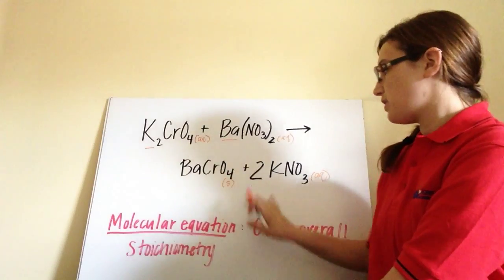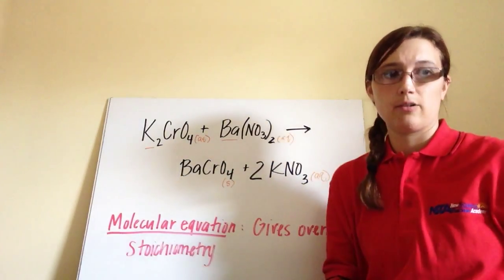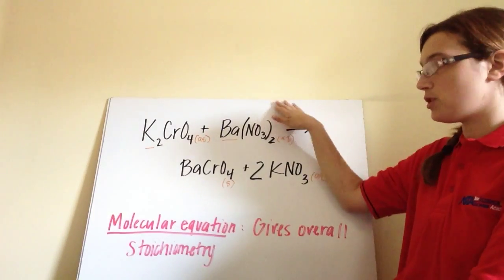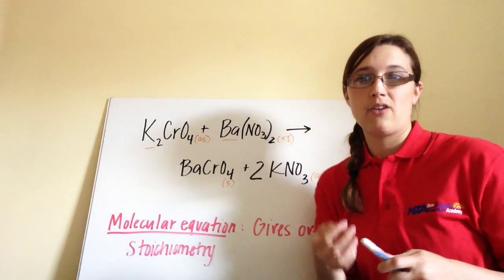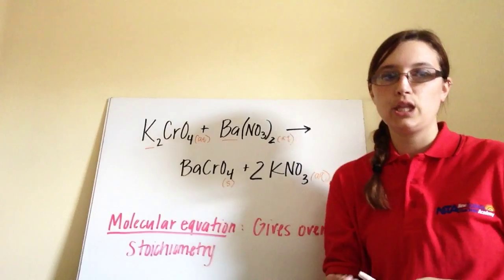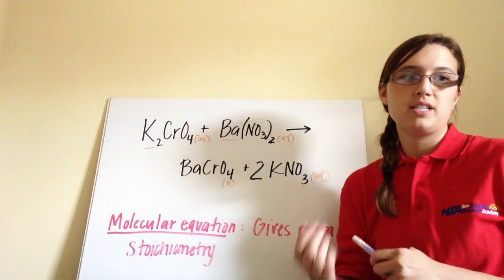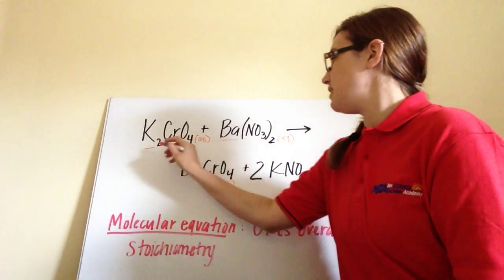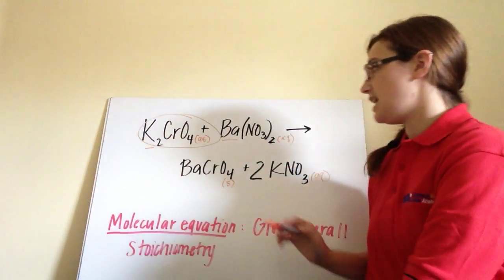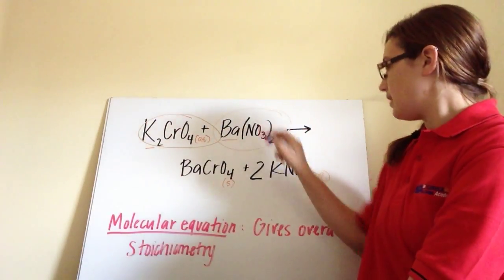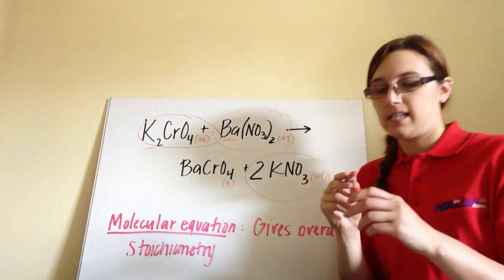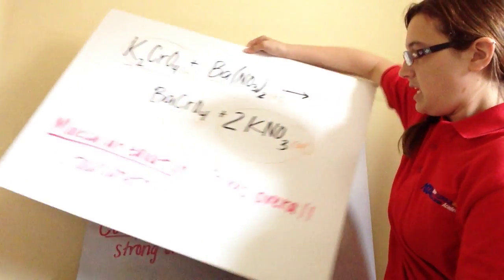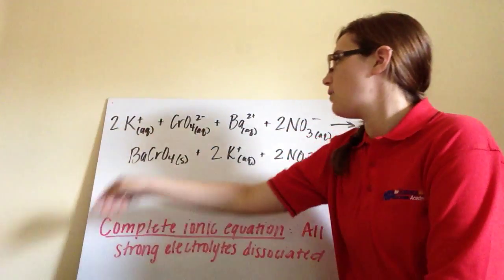So what we're going to do with this reaction is break it down a step further. We're going to take our molecular equation, which we have here, and break down any strong electrolyte. Anything that is soluble, we're going to dissociate into its ions. So that means potassium chromate, barium nitrate, and potassium nitrate, we're going to dissociate into ions. All that means is we take what we had and we split it up.